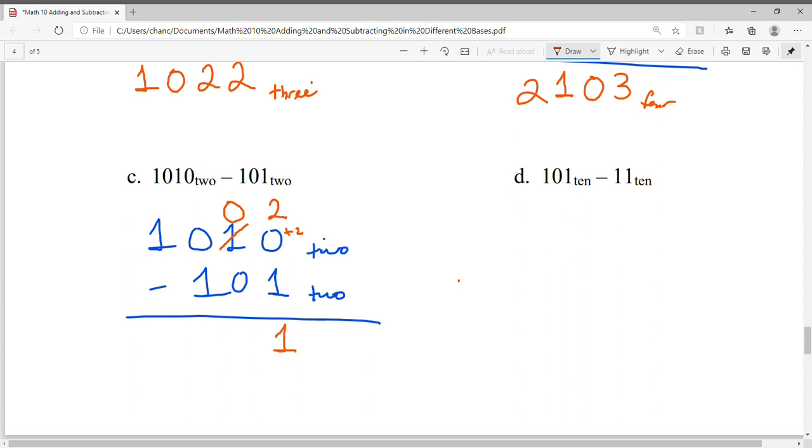0 minus 0 is 0. Cannot take away a 1 from a 0, so we'll have to borrow. This becomes a 0. And we're adding a 2 to this because this is base 2. 2 minus 1 gives me 1. So our solution is 101 base 2.